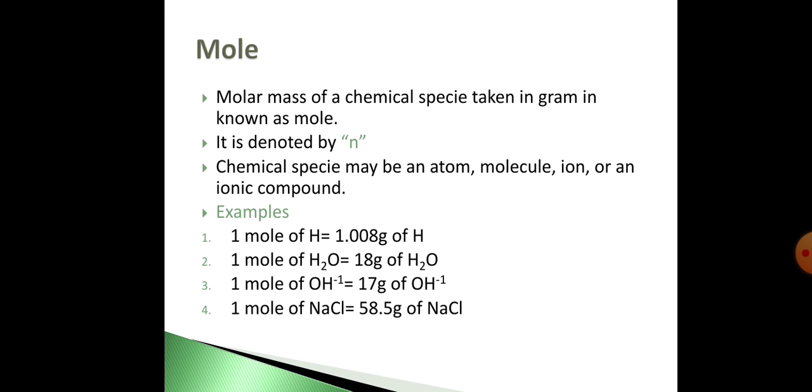If we take the molar mass of any chemical substance in gram, then that quantity of chemical species is known as a mole. Meaning, we take that amount of any chemical substance in gram which is equal to its molar mass. This quantity is represented by N, and the chemical substance may be an atom, molecule, ion, or an ionic compound.